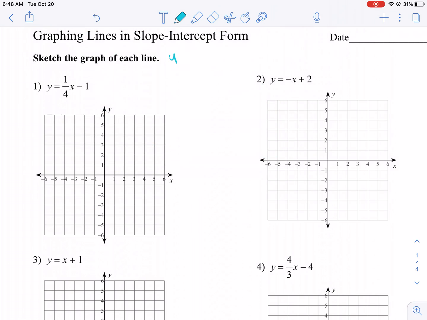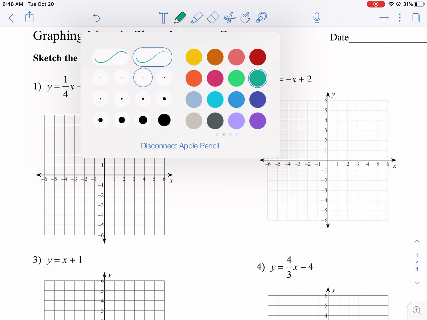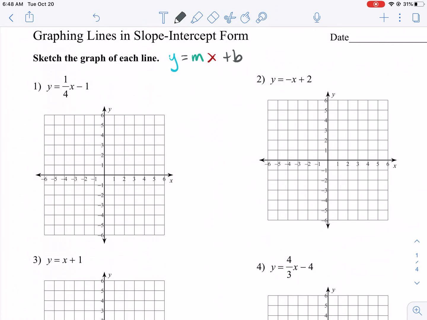So slope-intercept form, what is it? You probably know what it is. If you're watching this video, you've at least been introduced to it, I'm hoping. But it is y equals mx plus b. That's the most recognizable way that people see this. Now, the b equals the y-intercept, and m is the slope.